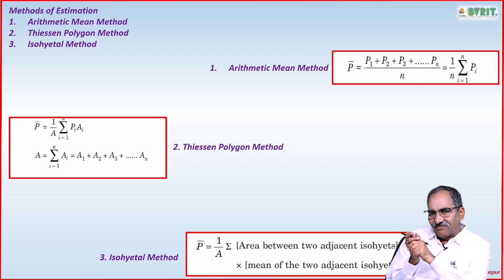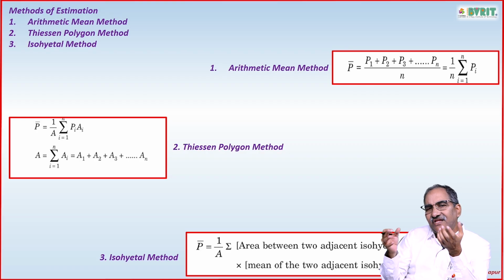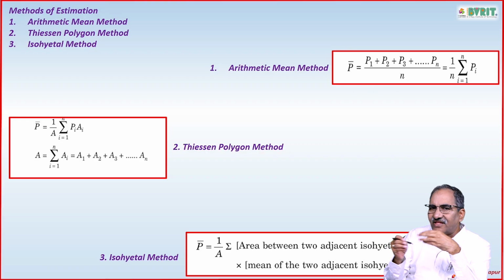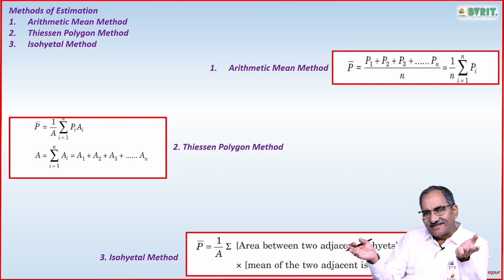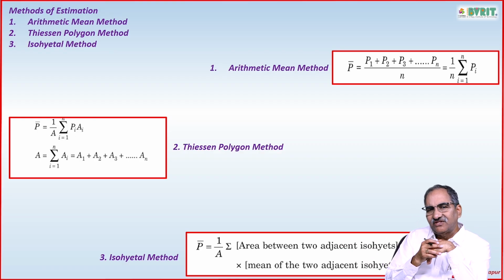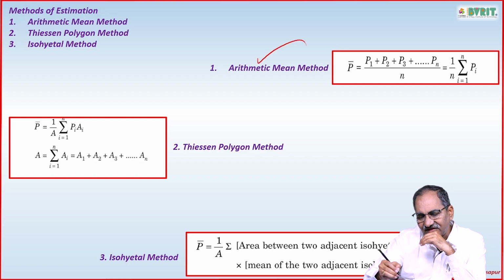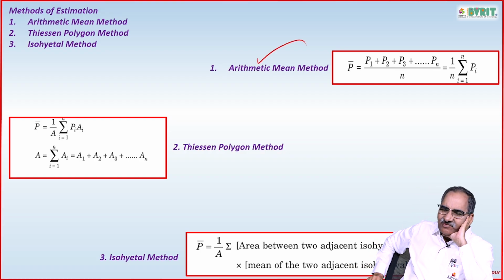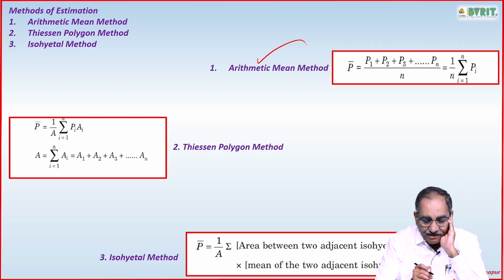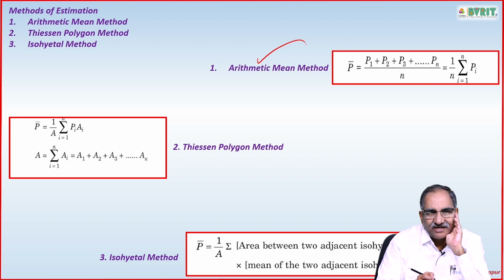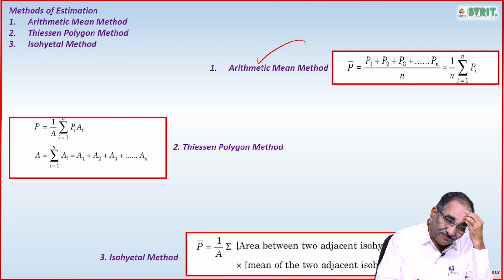In the arithmetic mean method, whatever the number of rain gauges that are there, the rainfall values are there, take the sum of it and divide by the total number of rain gauges. If you do that, you get the average precipitation by the arithmetic mean method. But this is absolutely correct only provided the gauges are evenly spaced and the rainfall is uniform. The next method, which is better than the arithmetic mean method, is the Thiessen-Polygon method.